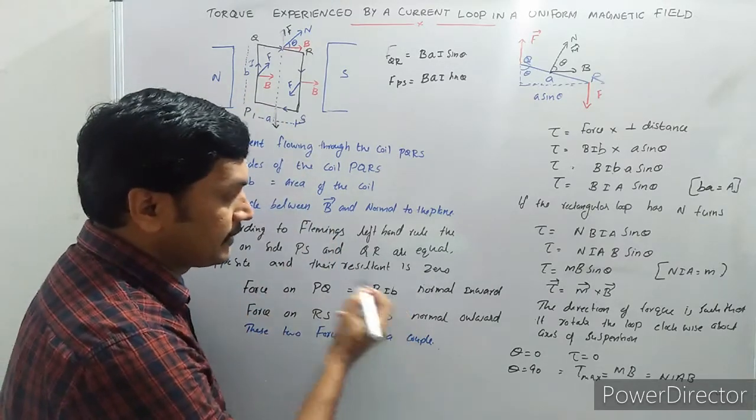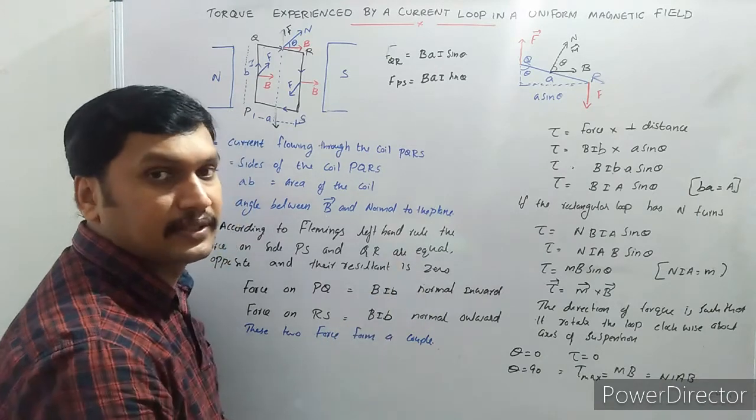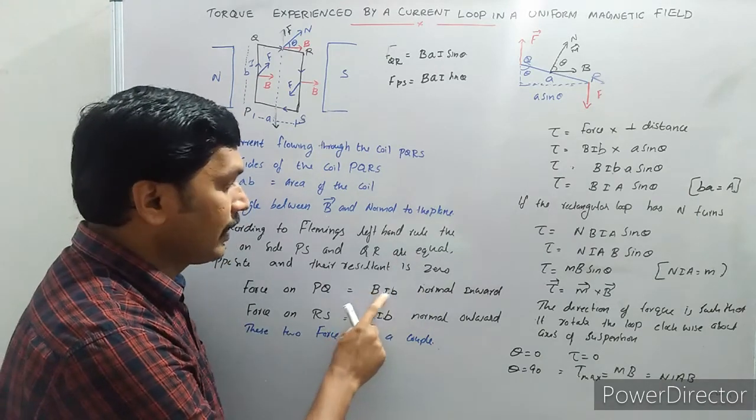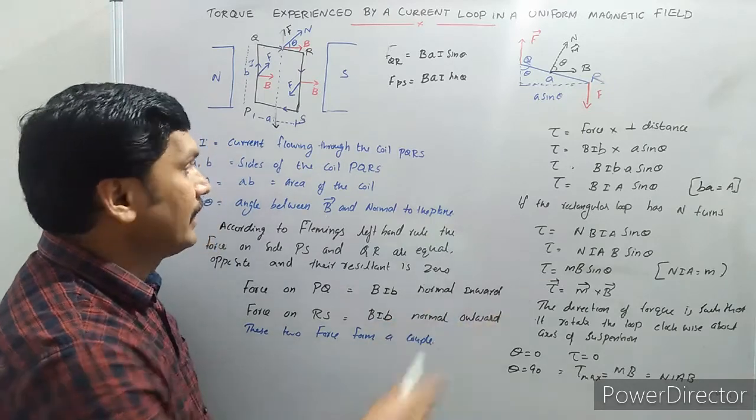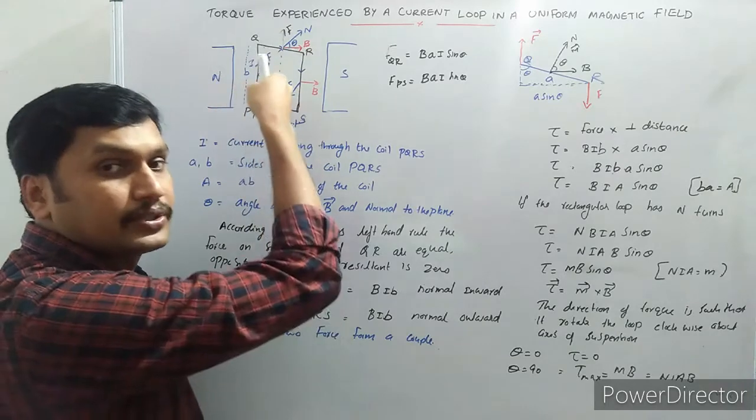What is the length of the side? It is b. So BIb sine 90. Sine 90 is 1. That's why the force is BIb. That force is normal and inward.